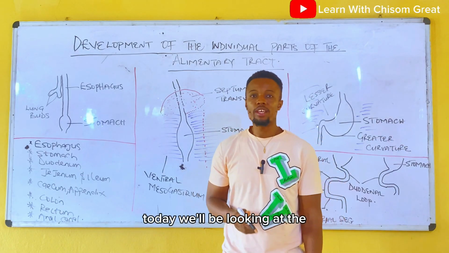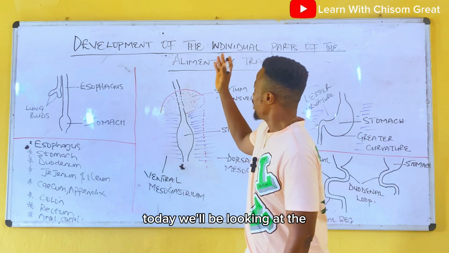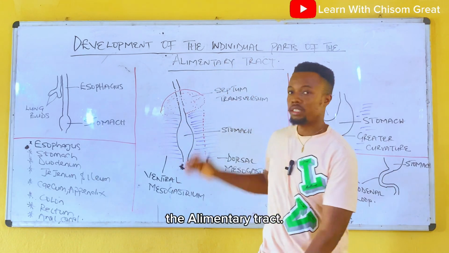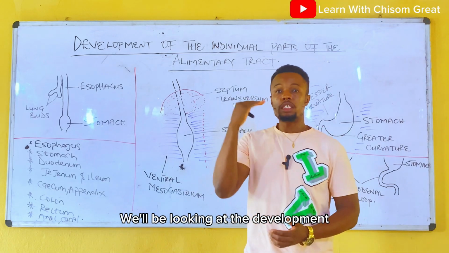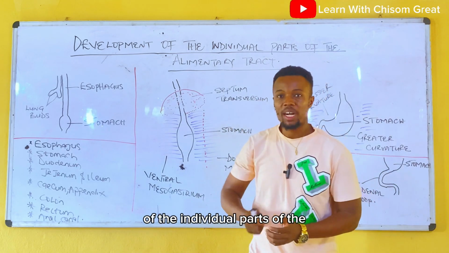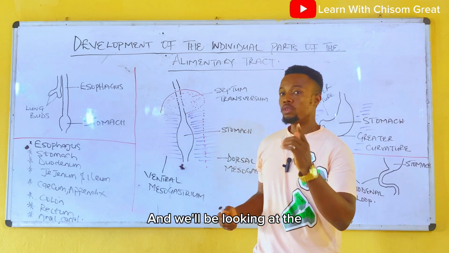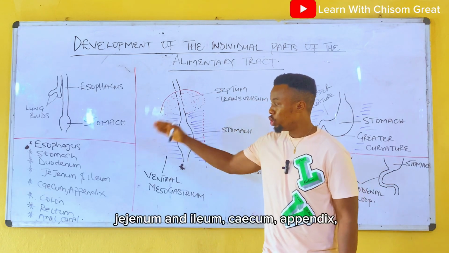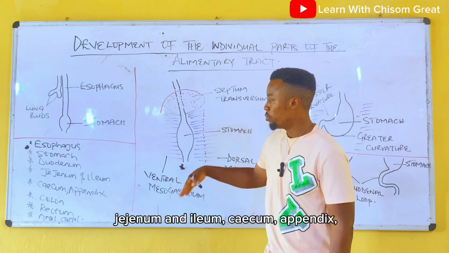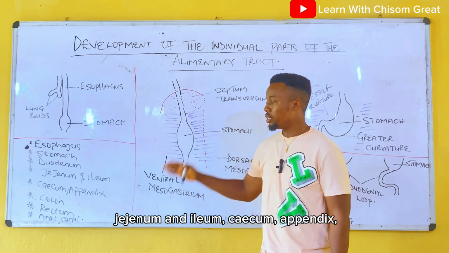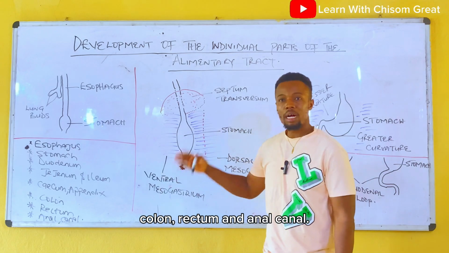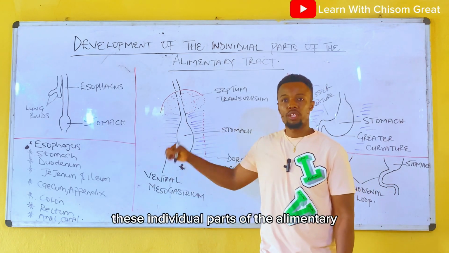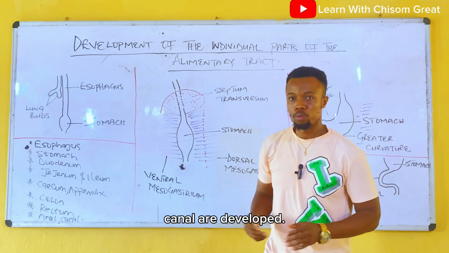Chisum. Today, we'll be looking at the development of the individual parts of the alimentary tract. We'll look at the development of the esophagus, the stomach, duodenum, jejunum and ileum, caecum, appendix, colon, rectum and anal canal. So we'll be looking at how these individual parts of the alimentary canal developed.